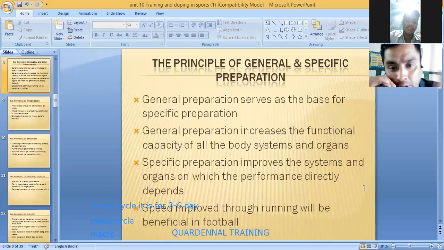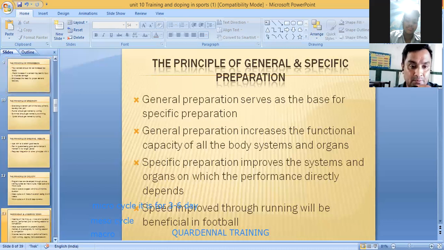To throw the ball, okay. Speed improved through running will be beneficial for the ball. Okay. Now, next slide.